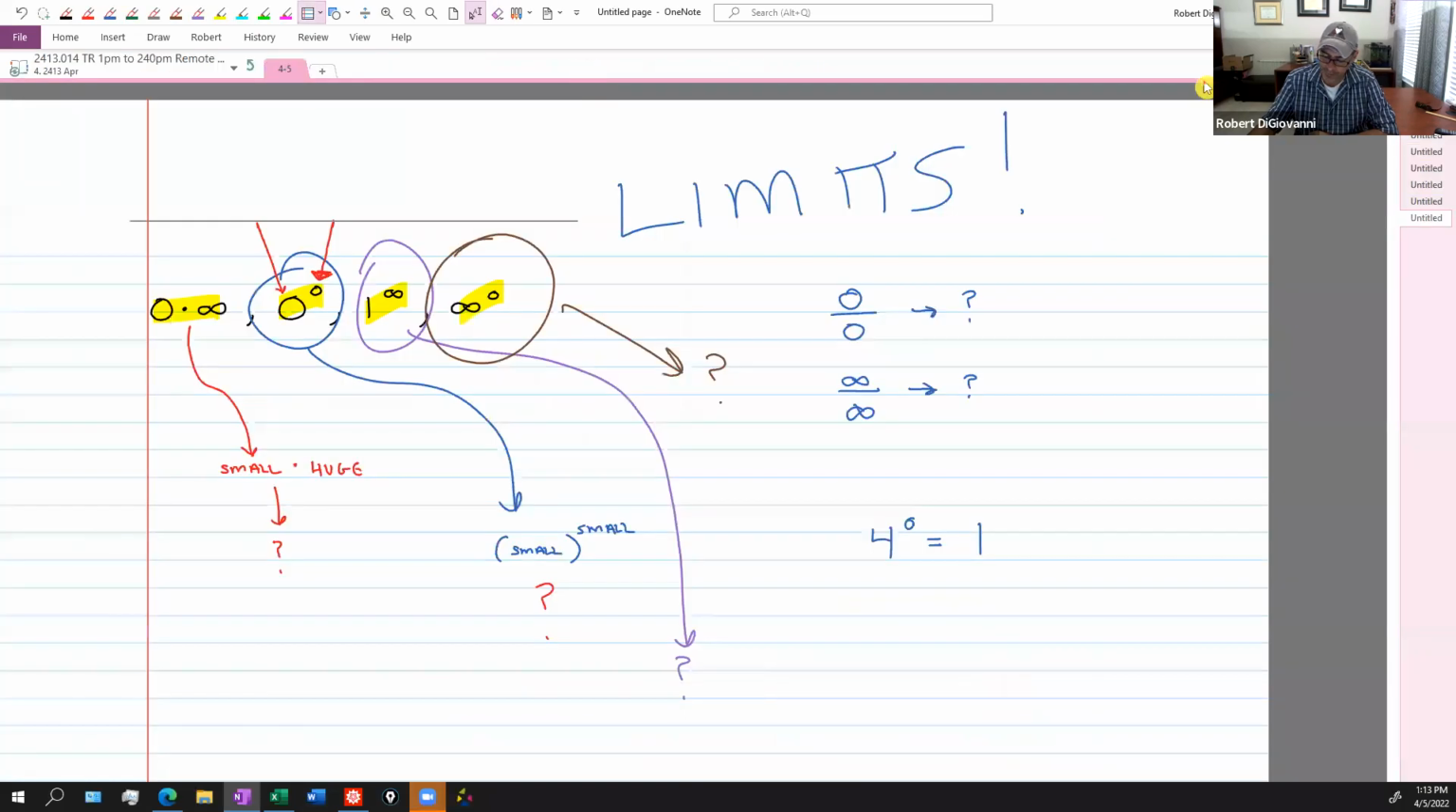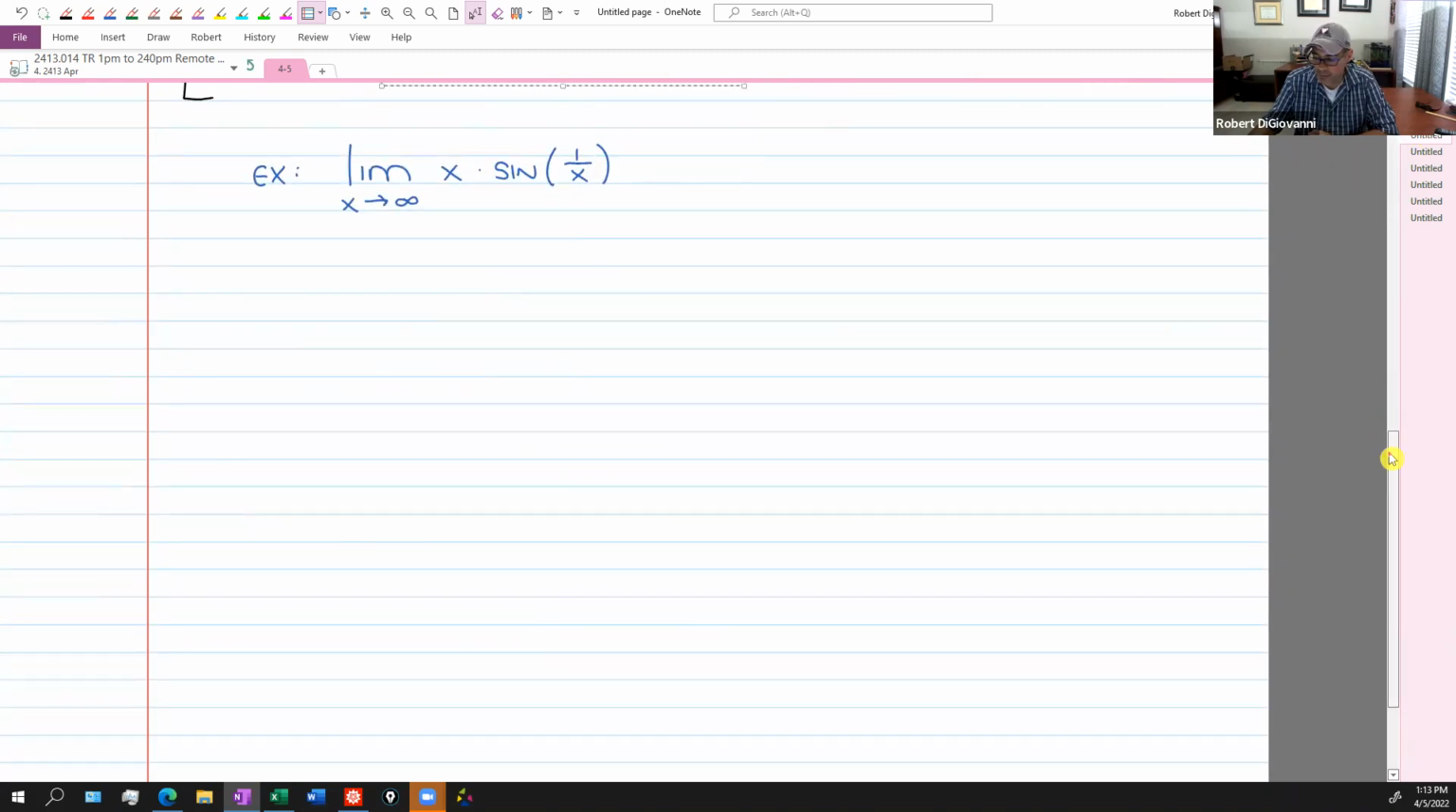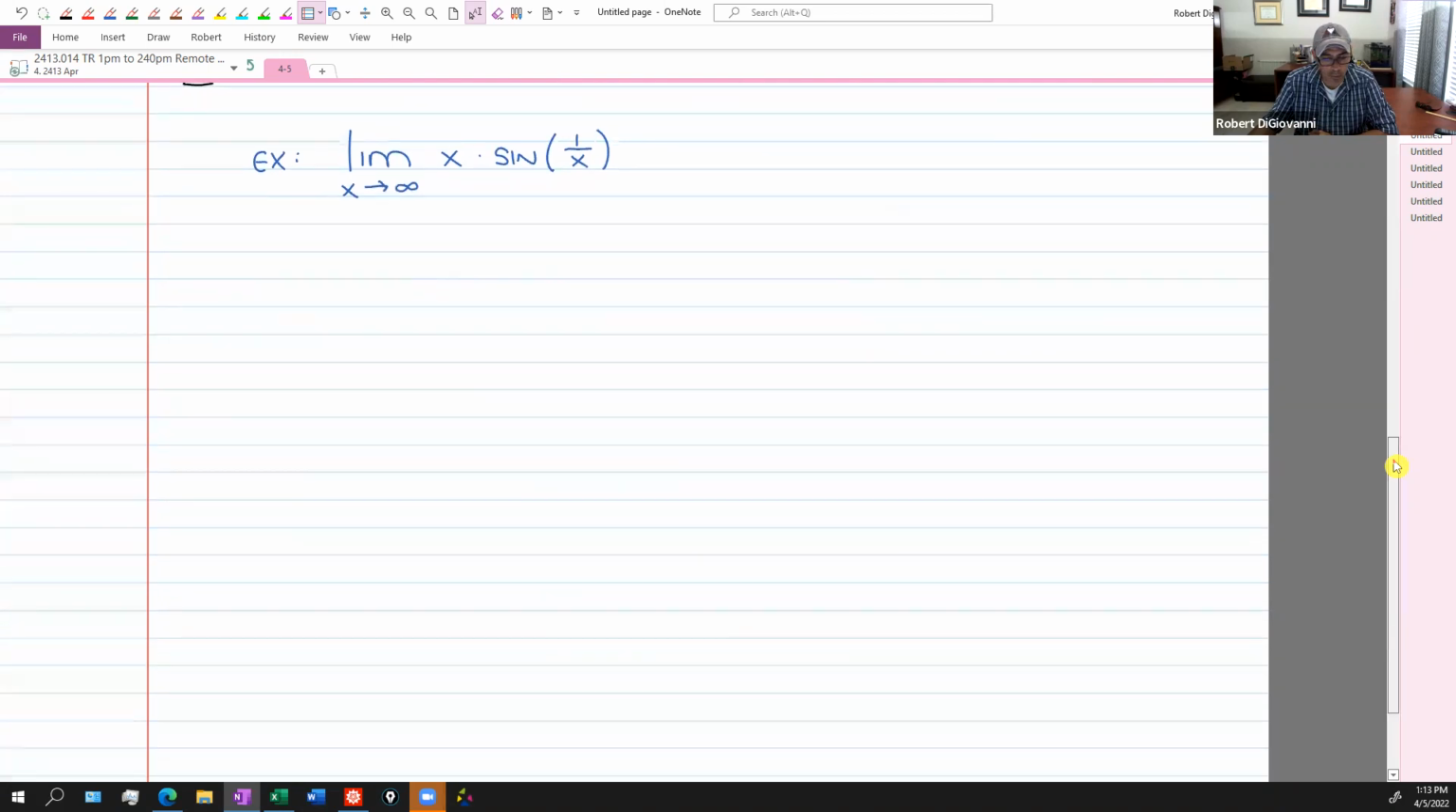Okay, so let's get going. We know how to handle 0 over 0 or infinity over infinity. We can use L'Hopital's rule. But what if we have something different? So here's our first example. So x is going to infinity. Let's talk about what happens here.